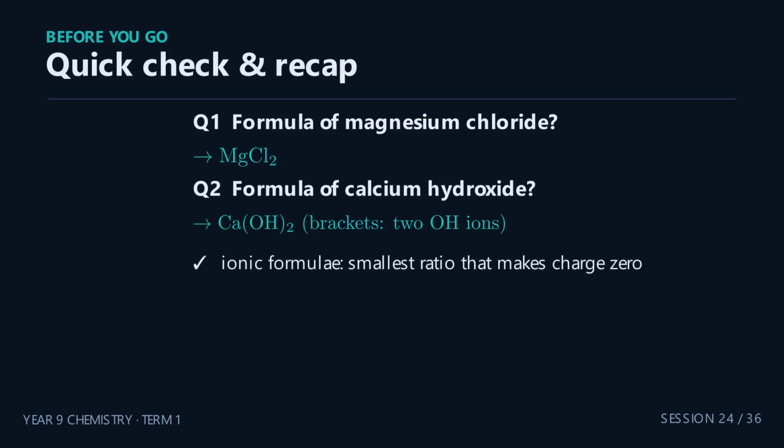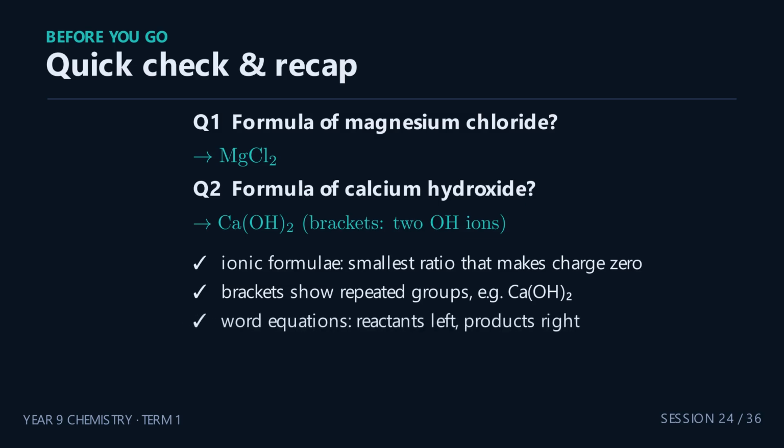Here's your recap. Ionic formulae use the smallest ratio that makes the total charge 0. Brackets show repeated groups, and word equations name reactants on the left, products on the right. You're writing real chemistry now, and that's something to be proud of.